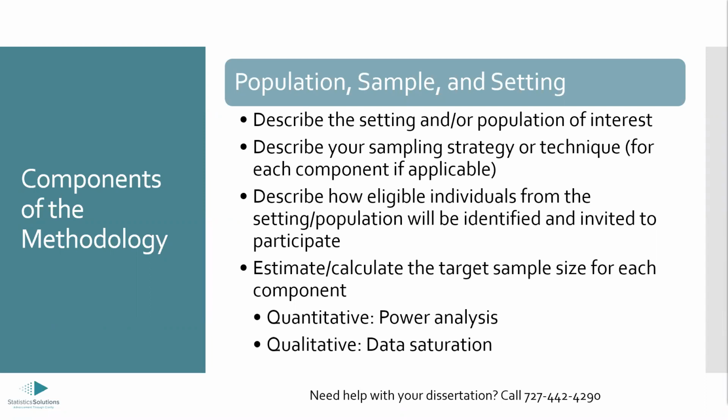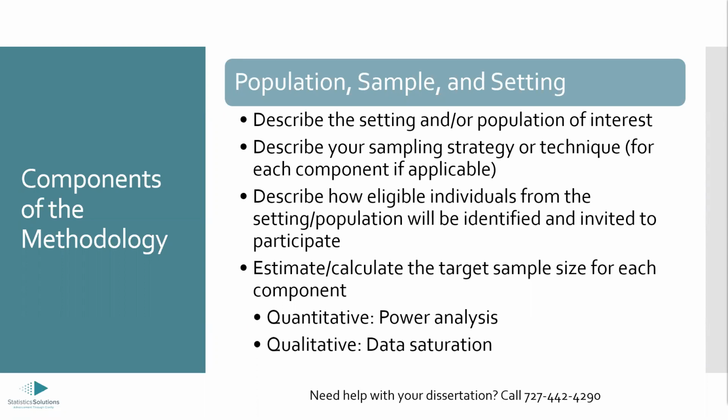And you'll want to describe your sampling strategy or technique that you will use in your study. And you want to do this for each component, if that is applicable. Because sometimes you will have a different sampling strategy for collecting your quantitative data as opposed to your qualitative data, because you might be sampling a different group of people for the quantitative part versus the qualitative part. So for each component, if you do have different sampling strategies or procedures for each part of your study, you will want to explain those separately.